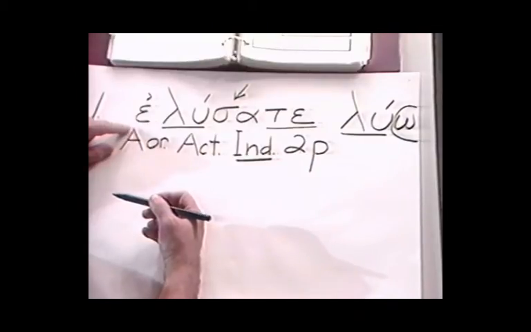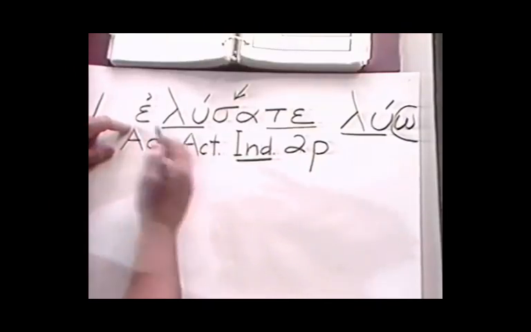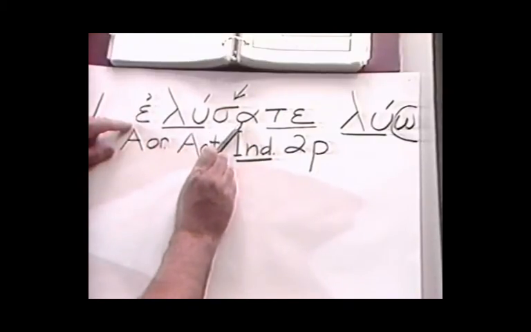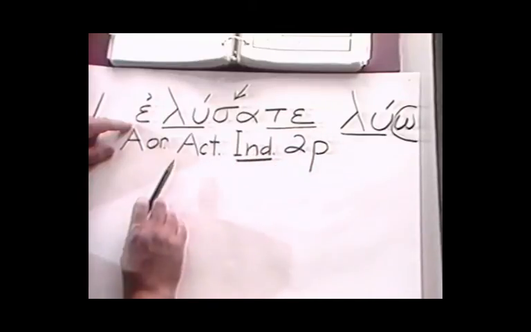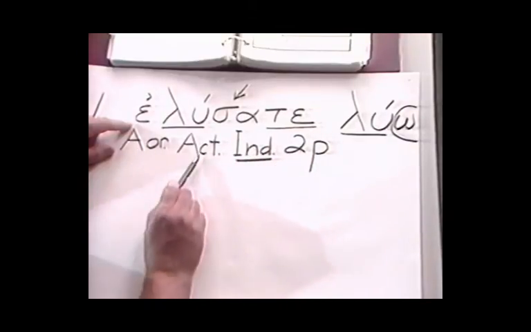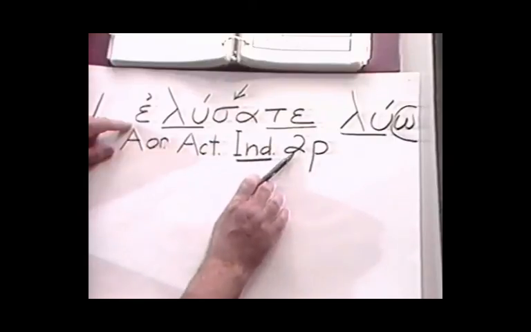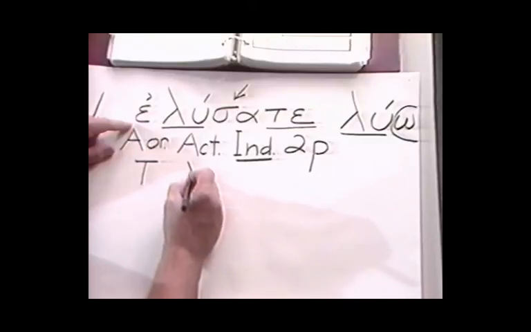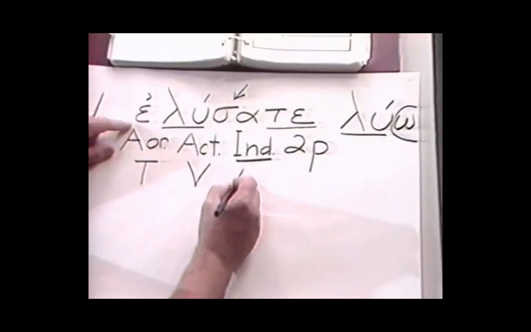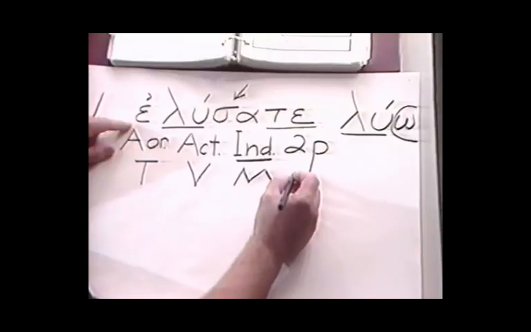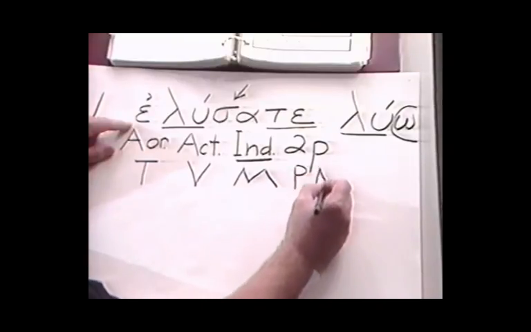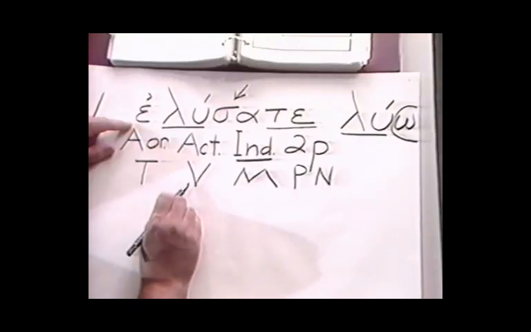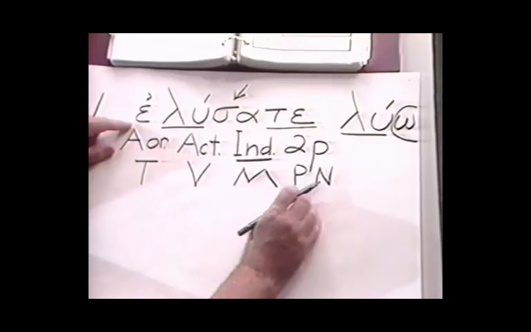Putting all of this information together, with the augment, with the sigma tense indicator, an alpha connecting vowel, and this personal ending, we have the aorist, active, indicative, second plural. The aorist is the tense, active is the voice, indicative is the mood. Second plural would be the person and the number. TVMPN: tense, voice, mood, person, and number.